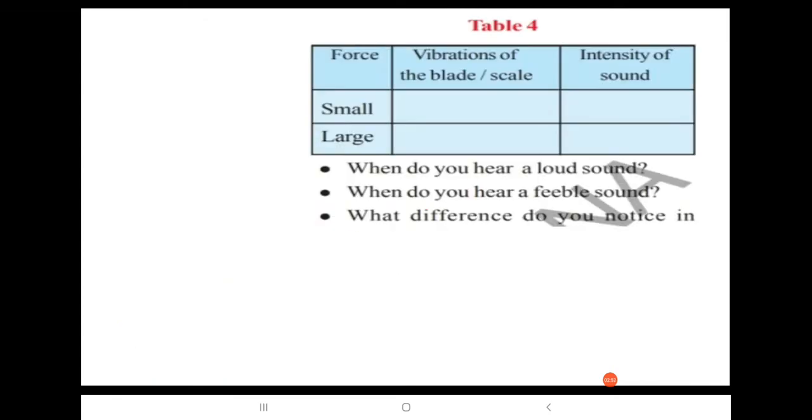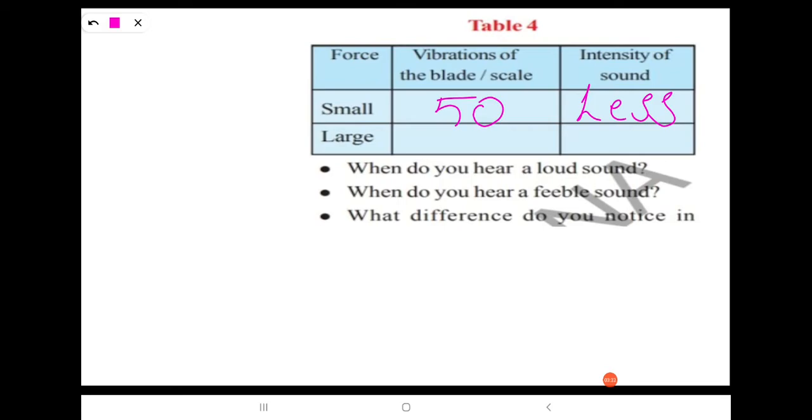Now here is one table. When we are applying a small force on the blade and when we are applying a large force on the blade, we have to note the vibrations of the blade or scale and the intensity of sound. So when we are applying a small force on the blade or scale, the vibrations of the blade or scale, we can say, are approximately 50. So the intensity of sound is less, because we are applying a small force on the blade or scale.